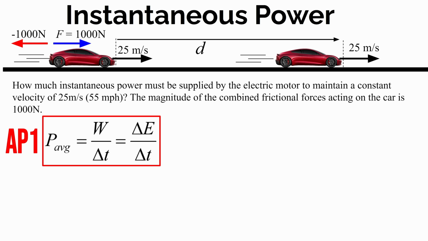In this video, I'm going to briefly discuss the difference between average and instantaneous power, and I'm going to show you how to calculate the instantaneous power, or rate of work done, on a moving object by an outside force. To do this, let's consider the following scenario.